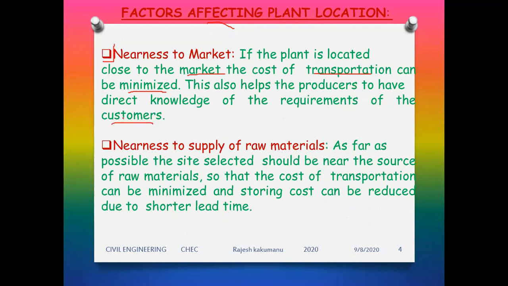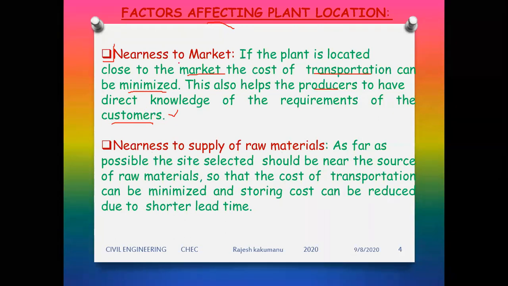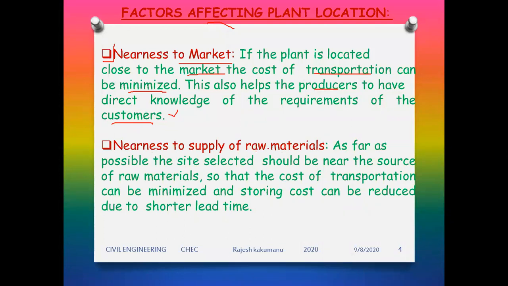So because of this you will get awareness about the transportation. And who are the producers? You are the producers, those who keep the company. The producers have direct knowledge of the requirements of the customers, so they can know what the customer is asking and what feedback the customer is giving. So like this, nearness to the market. First, we have to select the market, that is, where we can sell, where they buy, where they take. That is the first thing. Second one, nearness to the supply of raw materials.